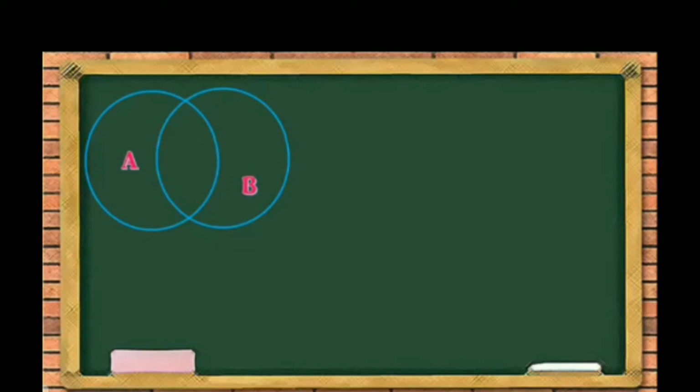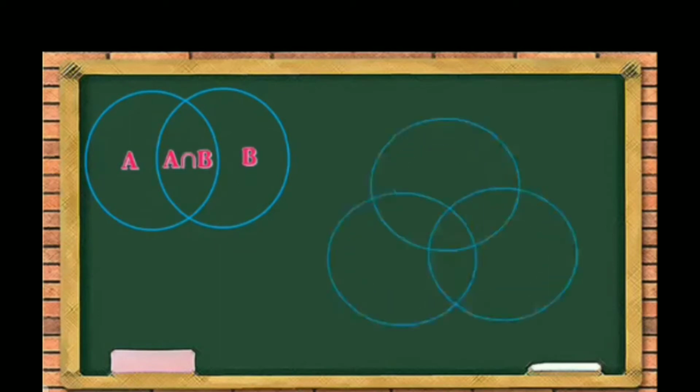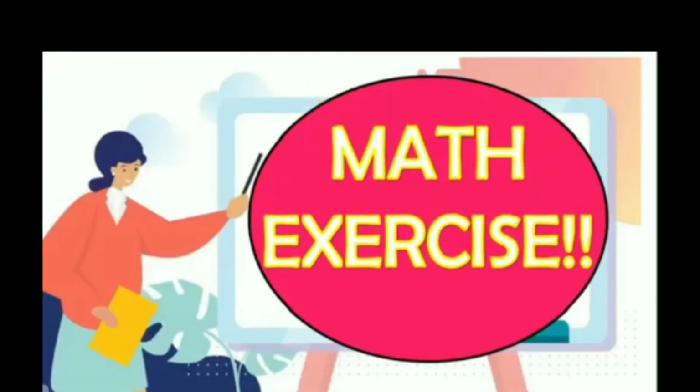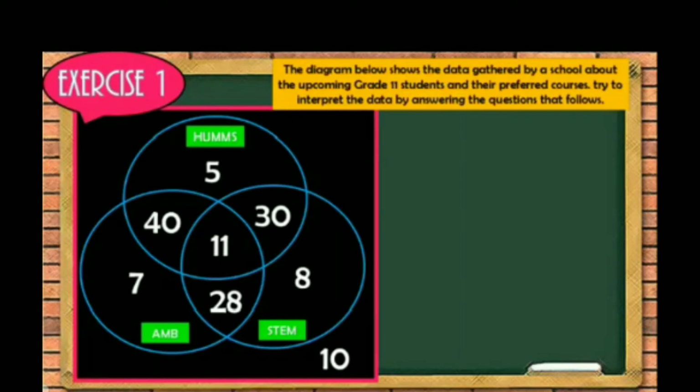So we can use the Venn diagram to solve word problems involving operations of sets. For example, we're going to do the math exercises. The diagram below shows the data gathered by a school about the upcoming grade 11 students and their preferred courses. Try to interpret the data by answering the questions that follows. So, the illustration shows the data of the upcoming grade 11 students with their preferred courses. So we have 3 courses, the UMS, the ABM, and the STEM.